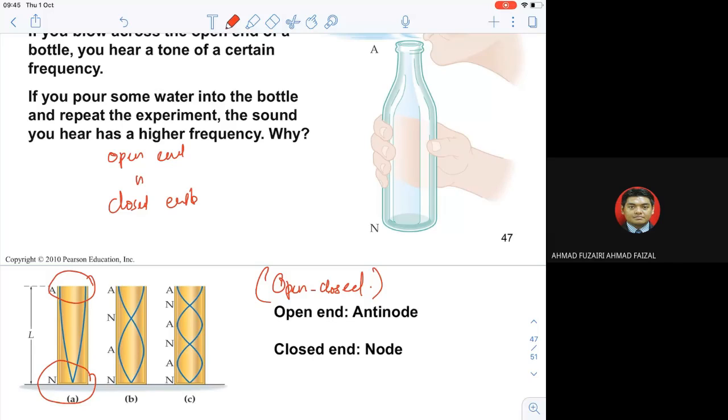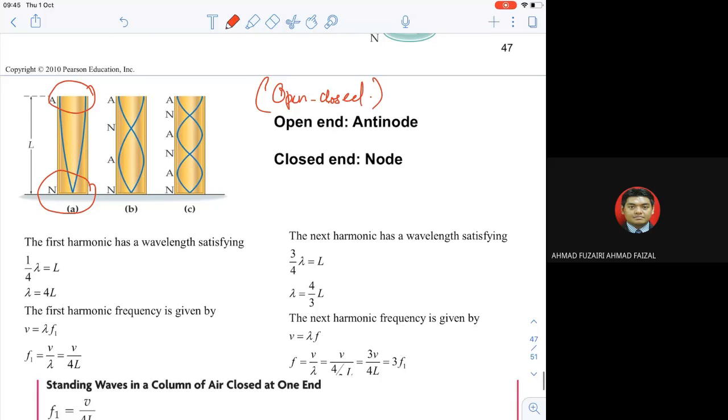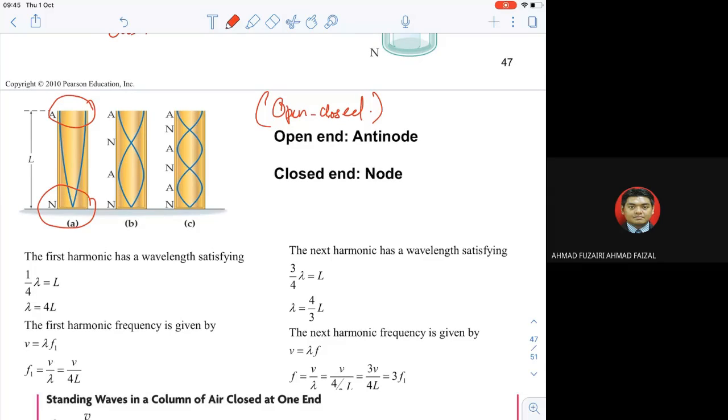Okay, the number of frequency starts from first, second, third, and so on. Sama, dua-dua pun sama. Okay, untuk open end and close end pun sama. Meaning that n starts from 1, 2, 3, and so on. Okay, maksudnya dia tidak ada gap. But for the open close end, slightly different.